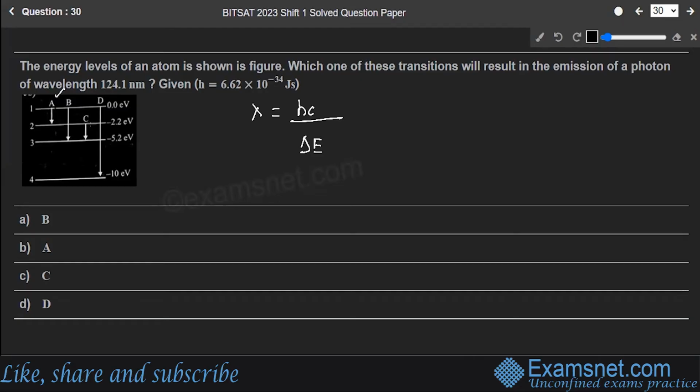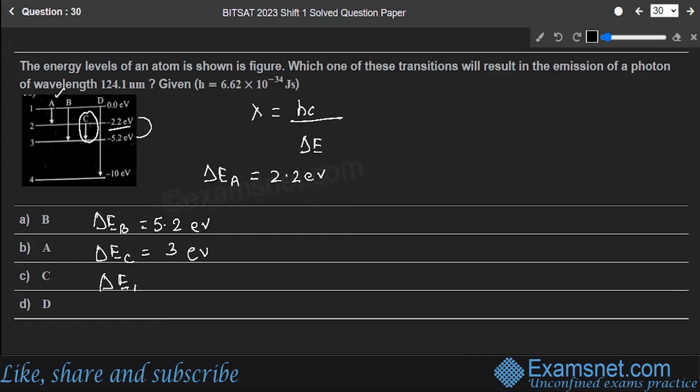So for the first A, delta EA, this is given by this 2.2 electron volt, and let's write it here. For EB, this is equal to 5.2 electron volt, and EC, see, it is moving from here to here, so 5.2 minus 2.2, this will be 3 electron volt. And ED, change in ED, this is 10 electron volt. So let's consider their respective wavelengths.